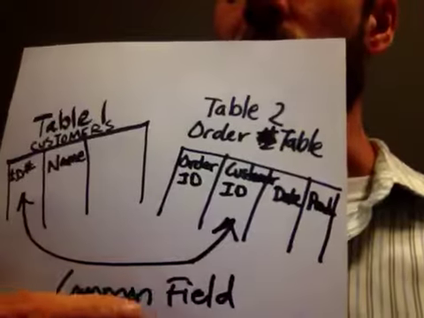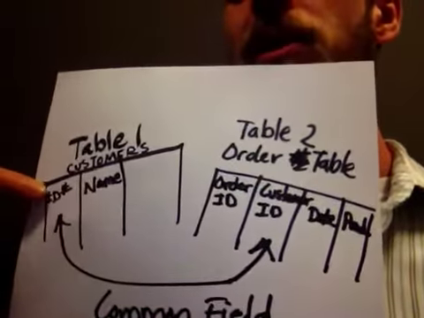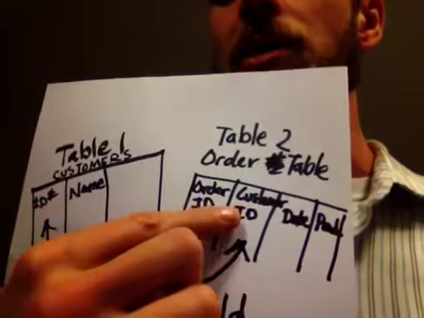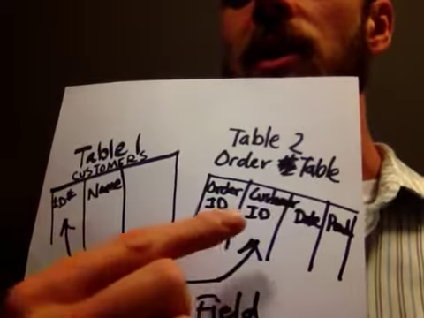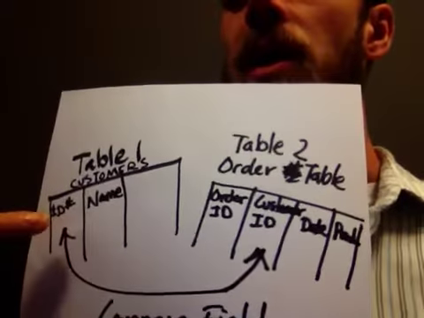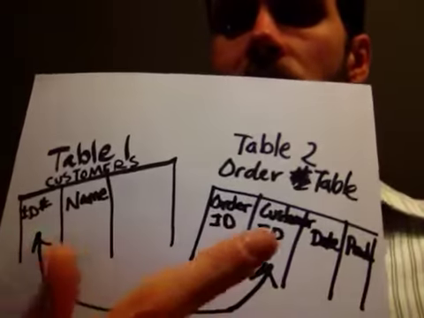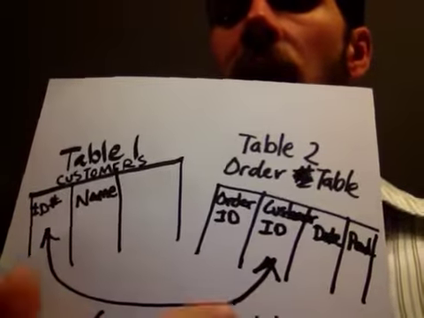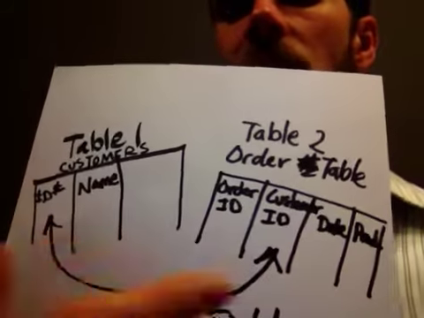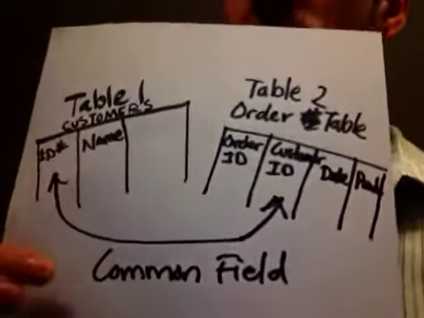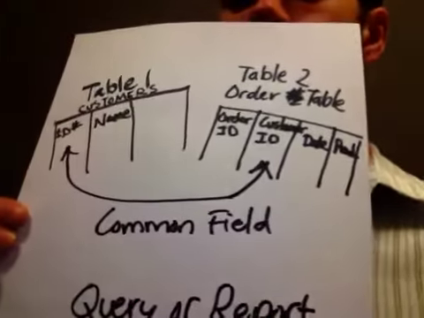So this would be called a common field. The common field between table 1 and table 2, or the customers table and the orders table, would be the customer ID. You could draw that. It's called connecting it by establishing a relationship between these two tables using this field. So it's the common field, the customer ID field. When you have those connected, then you can do lots of different things.